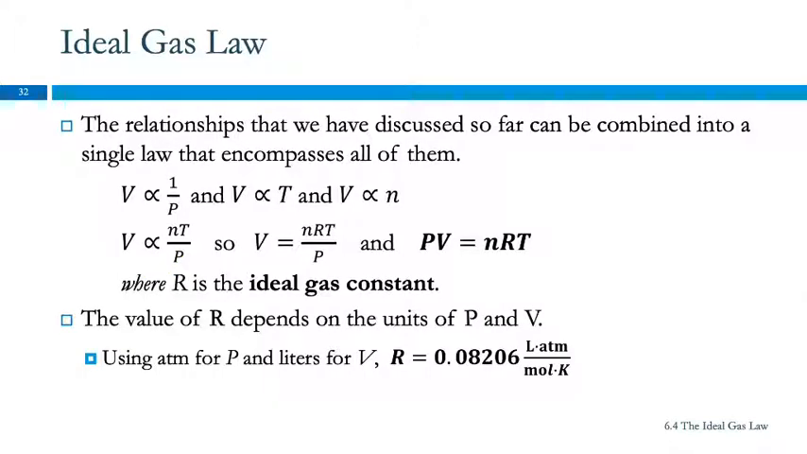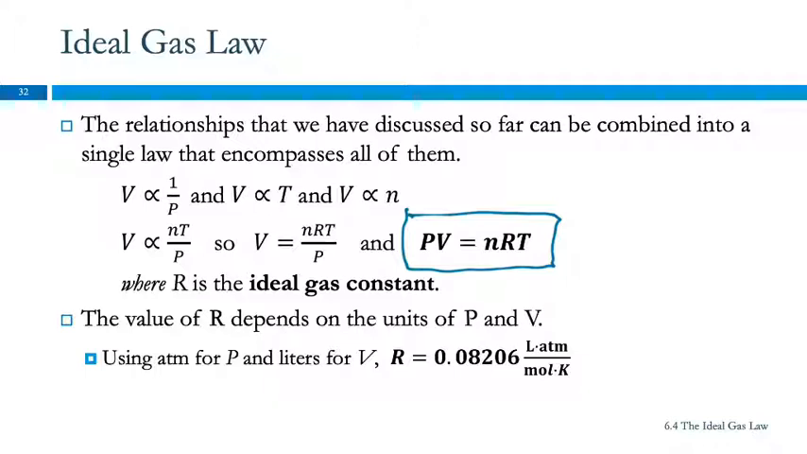To make a proportionality into an equality, you have to add in a constant, a proportionality constant. So that's what the R is. So V is equal to nRT over P, or without the fractions, PV equals nRT. And this is what's known as the ideal gas law. Some people call it "PIVNERT." There aren't any vowels in there, but you could try to pronounce that.